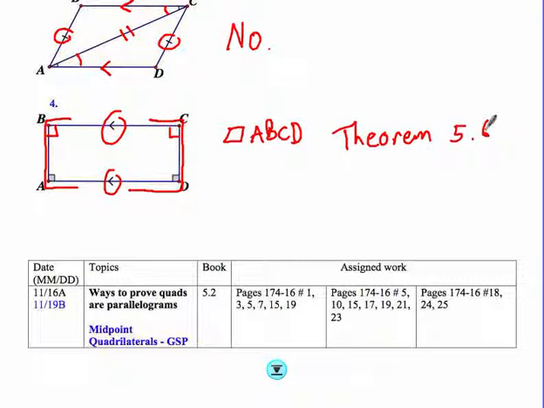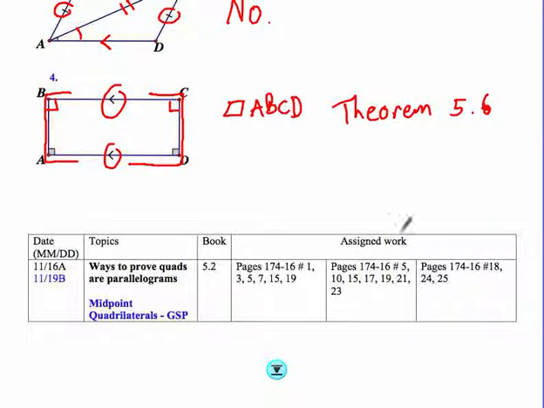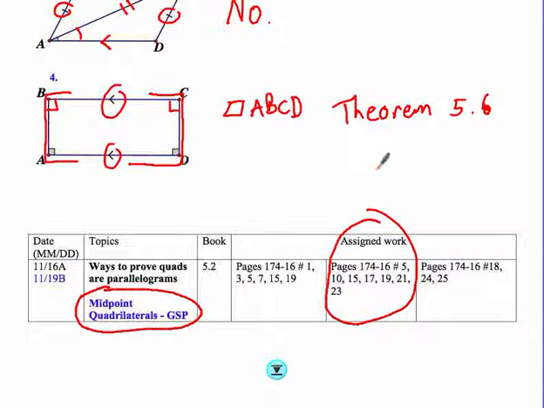Okay, so hopefully you were able to get those correct and, at this stage, understand them. You now need to turn your attention to the assigned work, the B-level assignment. Work through that, and once you've completed it, your final task for the day is to get your laptops out and work through the midpoint quadrilaterals GSP activity.